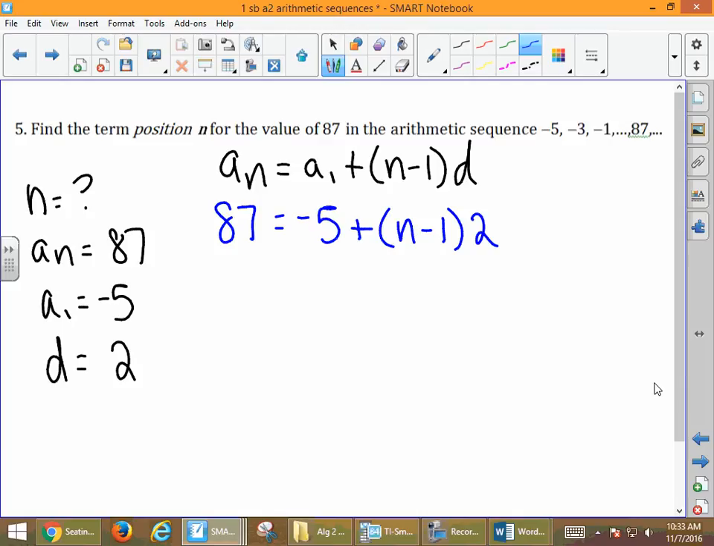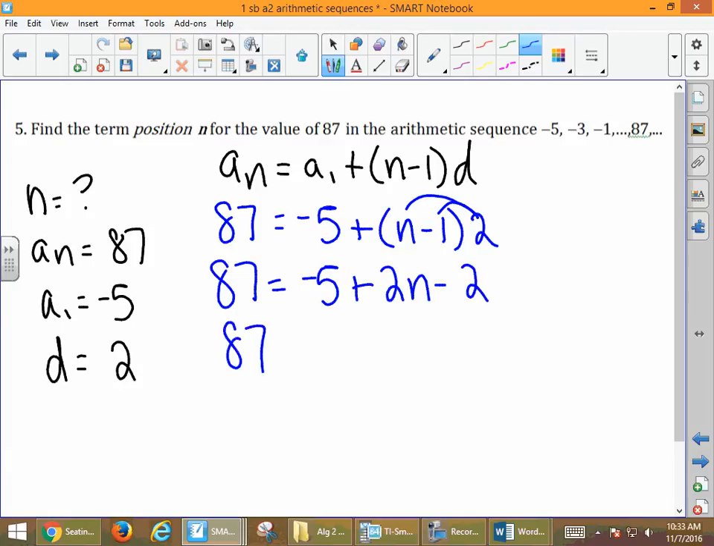We're going to use distributive property. So we're going to get 87 equals negative 5 plus 2 times n, 2 times 1. Combine my terms over here on the right side of the equation. So we get 87 equals negative 7 plus 2n.